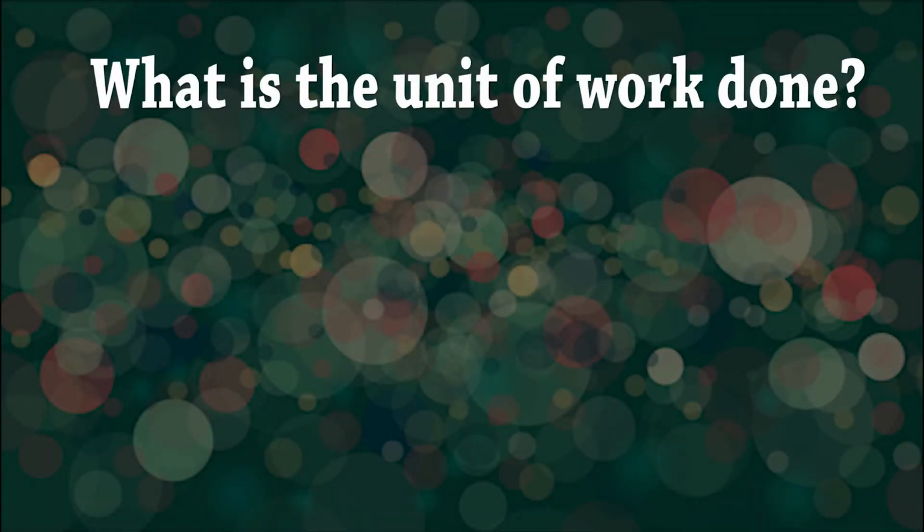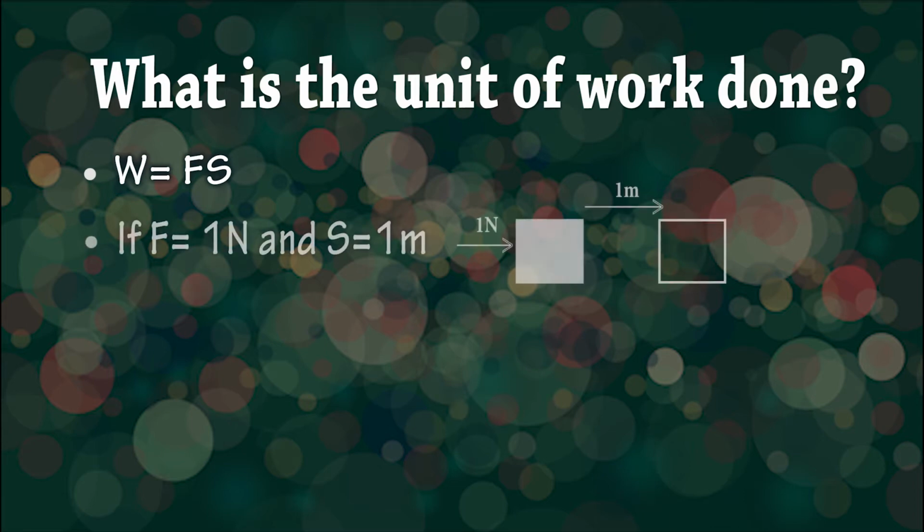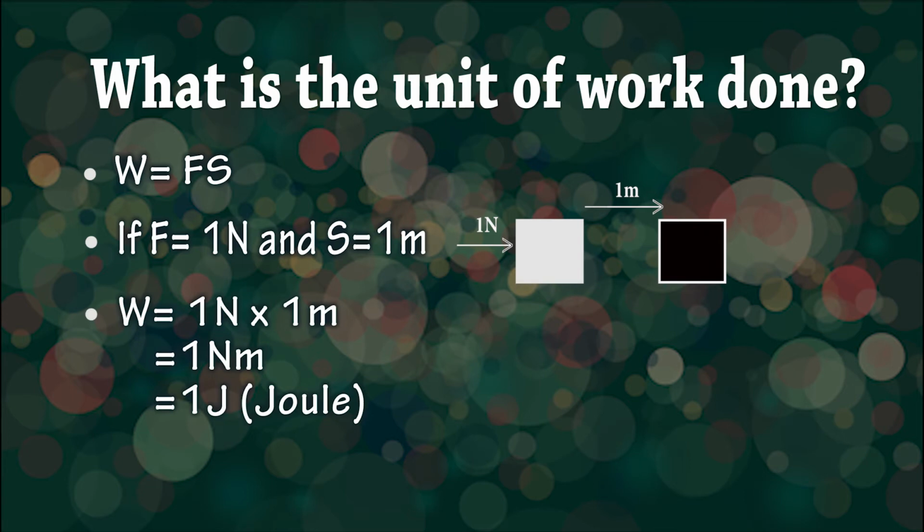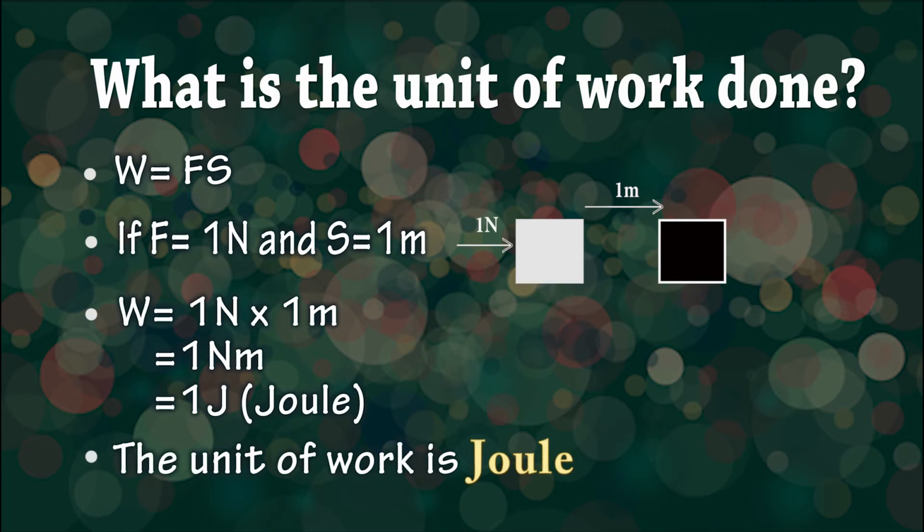Now, what is the unit of work done? The equation of work done is given by W equals force into displacement. If force is equal to 1 Newton and displacement is equal to 1 meter, then the work done is 1 Newton multiplied by 1 meter, which is 1 Newton meter, which is called joule. So, the unit of work done is joule.